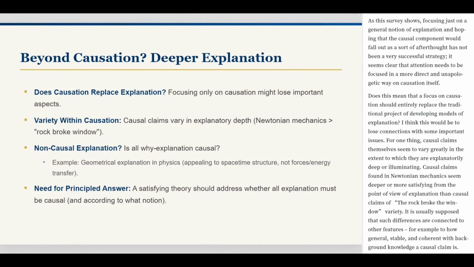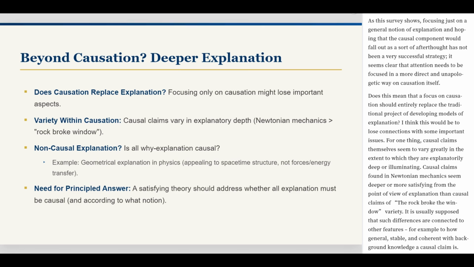Does this mean we should ditch the entire project of modeling explanation and just focus on causation? Woodward thinks not. Even if causation is central, there's still more to explore. Causal claims themselves aren't all created equal. Explaining planetary orbits using Newtonian mechanics feels much deeper and more illuminating than simply stating the rock broke the window. Why the difference? It likely involves factors like generality, stability, and coherence with background knowledge, though not all of these matter equally.